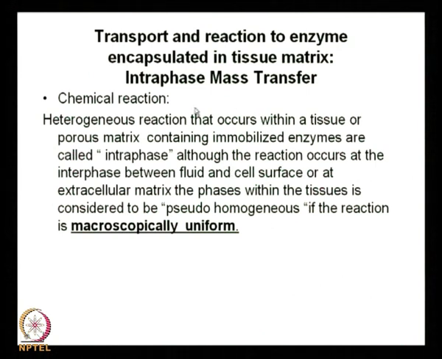So, this is a definition, it is exactly what I explained, but just to go through it. A heterogeneous reaction that occurs within a tissue or porous matrix containing immobilized enzymes is called interphase. Although the reaction occurs at the interface between the fluid and the cell surface or at the extracellular matrix, the phases within the tissues are considered to be pseudo homogeneous if the reaction is macroscopically uniform. So, this is a term that we introduce here, macroscopically uniform. What it means is that at the microscopic level, it is occurring at different points inside the matrix, but at the macroscopic level it is uniform, and when it is uniform at the macroscopic level, then you can assume it to be pseudo homogeneous. So, it is a matter of scales.